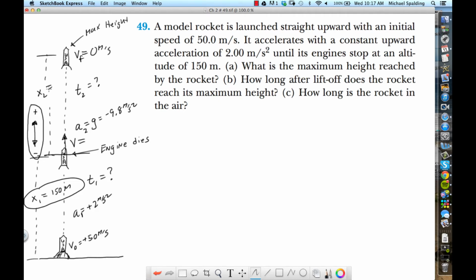X2. Are we ready to solve for X2? We are not. We don't have enough info. There's something we got to solve for first. Before we can find X2, what do we have to find? Find V final for part 1. And by the way, V final for part 1 is V initial for part 2. And then once we know that, we can solve for X2. So how do we find V final for part 1?